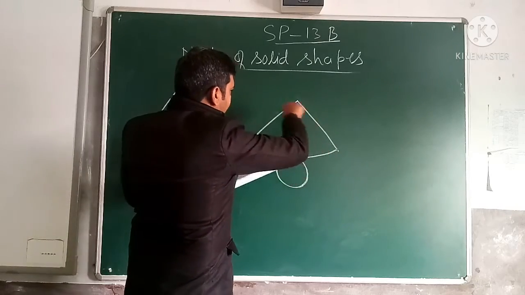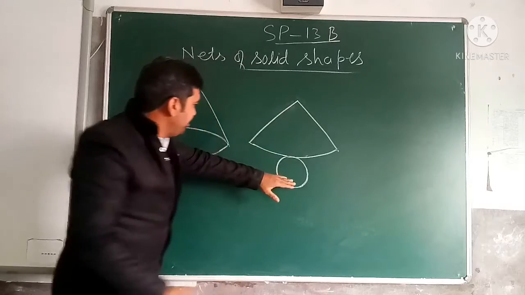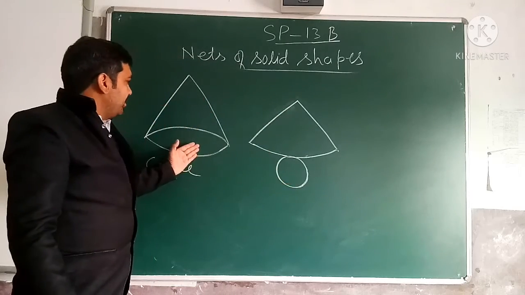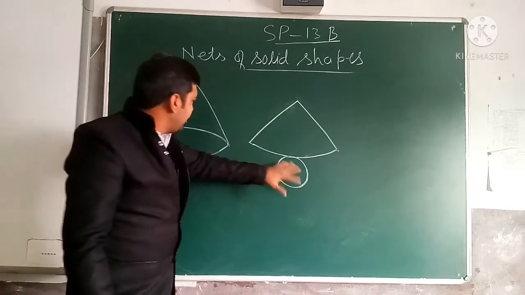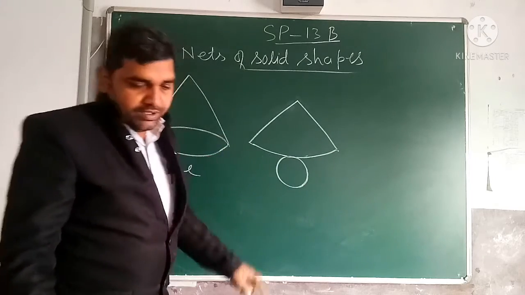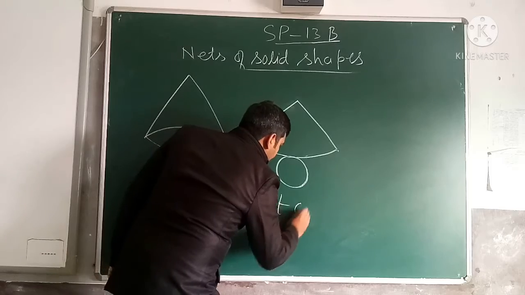You will fold it along this, and at the top you have to cover this. This is the top cover of the solid cone. This circle you have to cover from the top. This is the net of cone.